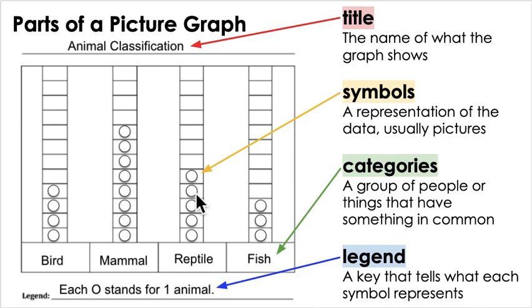We're going to put those symbols, and each symbol stands for something. The legend tells us that each circle, so that's our symbol on this graph, stands for one animal. So we organized it the same with our categories, which were the things that a group of people or things might have in common. So all the fish went here, all the reptiles went here, mammals and birds. And then we put one circle for each type of animal, just like that.